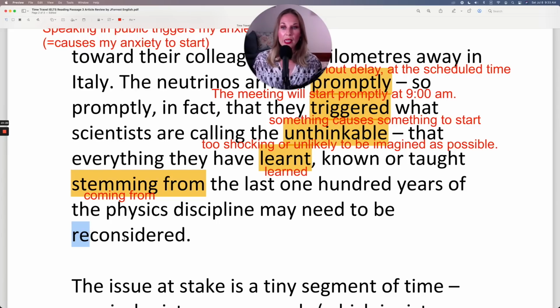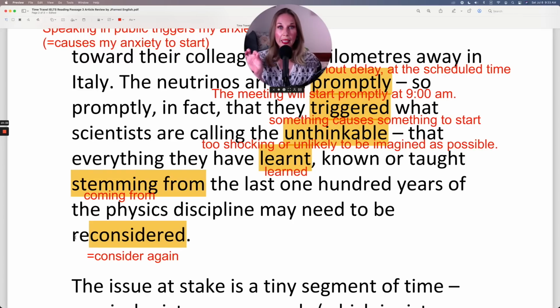So when you add re in front of the verb, it means you do the verb again. So you need to consider again. So that means consider again because you add re: reconsidered. We need to consider it again.